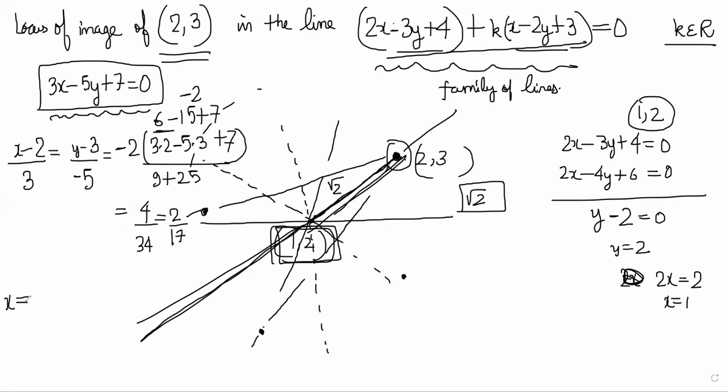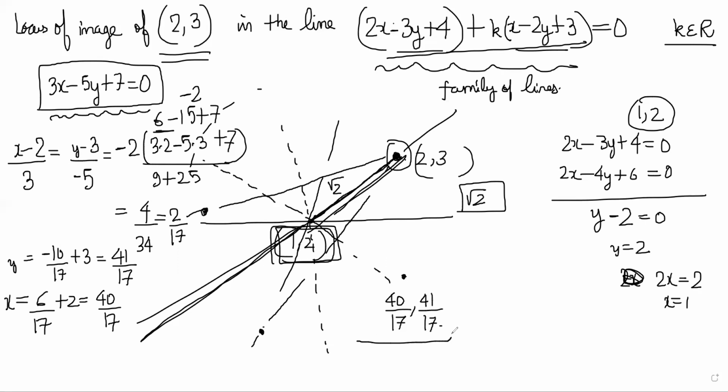So x is coming out to be 2 into 3, 6 by 17 plus 2, which is 34 plus 6, so 40 by 17. And y is coming out to be minus 10 by 17 plus 3, so 51 minus 10, 41 by 17, right? So your image is coming out to be 40 by 17 comma 41 by 17, right?